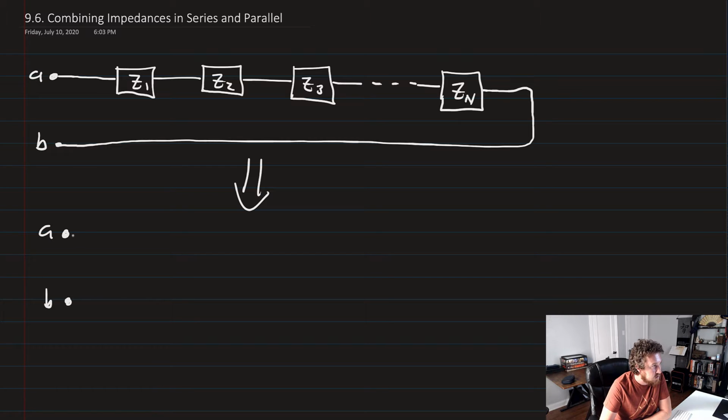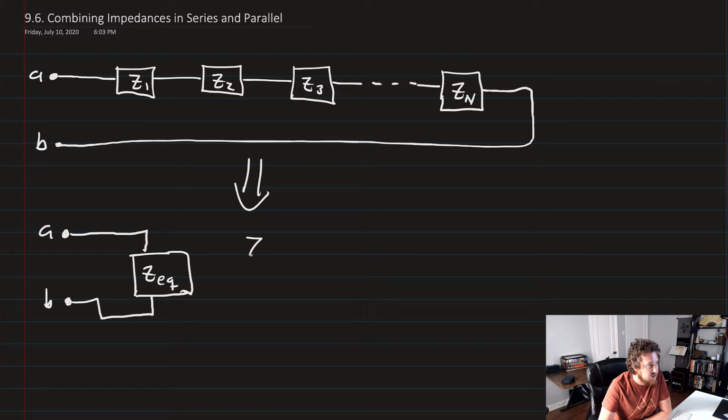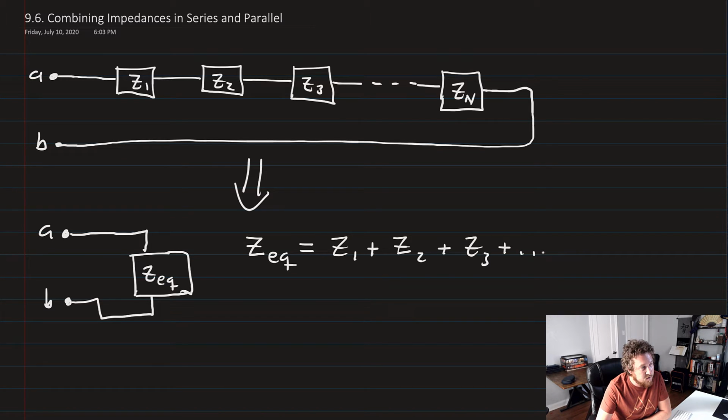If we wanted to take this and convert it to an equivalent impedance, where we just had A, let's call it Z EQ, and then connect it to B, it's just like you learned for resistors. So Z EQ is just going to be equal to the sum of these impedances: Z1 plus Z2 plus Z3 plus all the way out to plus Zn. Like I said, exactly the same as you're used to with resistors.